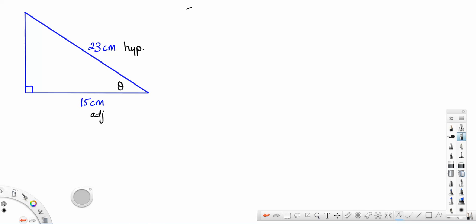So looking back at our mnemonic, SOHCAHTOA, whenever we're working with the adjacent and the hypotenuse, well, that's this bit of it, and that involves the cosine ratio, the cos ratio. So I'll start by writing out the cos ratio. Cos theta equals adjacent on hypotenuse. And now I'll fill in the information that I've got.